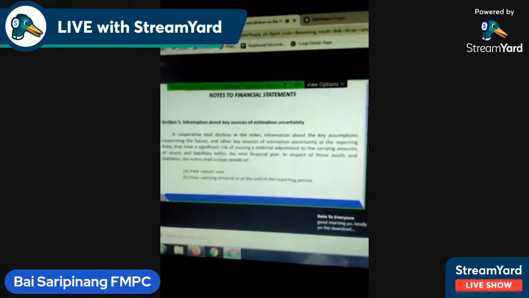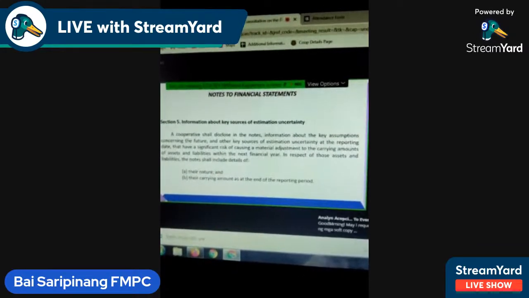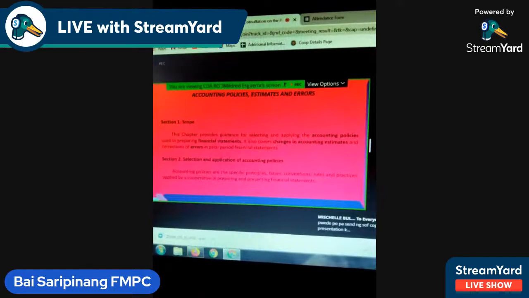...to the carrying amounts of assets and liabilities within the next financial year. Now, in respect of those assets and liabilities, the note shall include the details of the nature and the carrying amount at the end of the reporting period. So, wala tayong binago doon. Dati na po mga principles and permissive inclusions and observation.